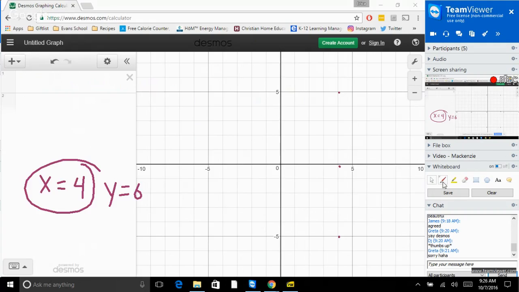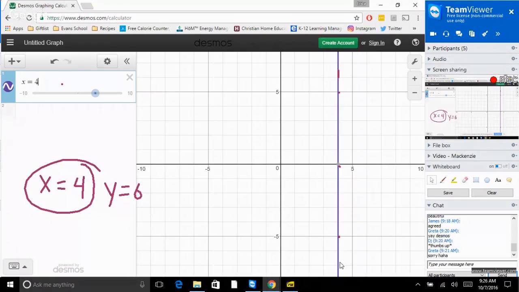So I am guessing that my line is going to go along here. I'm not going to draw the whole thing because let's see what happens. Not y. You also have to make sure you type in right. X equals 4. There we go. So we get a nice vertical line when we graph x equals 4.